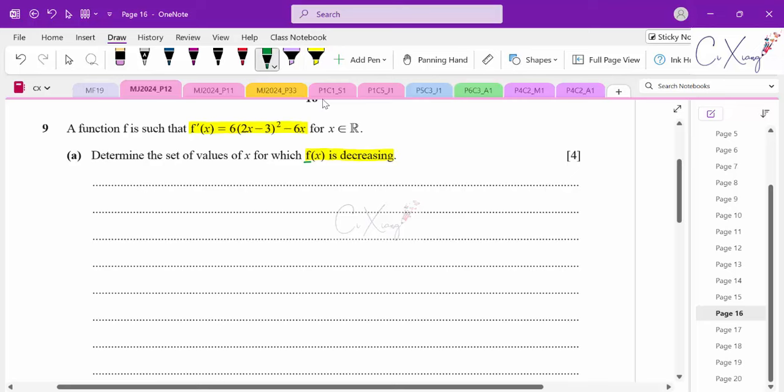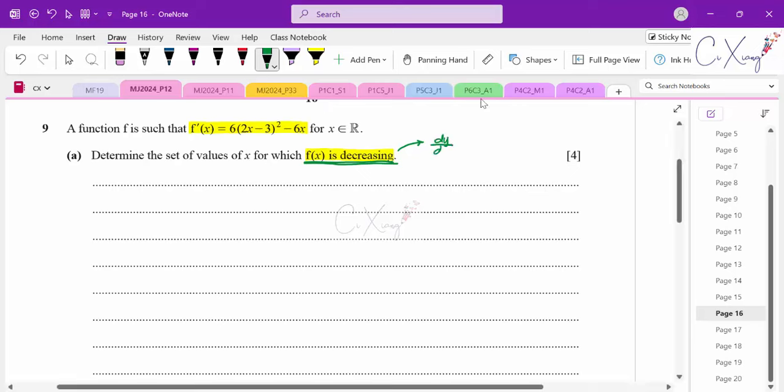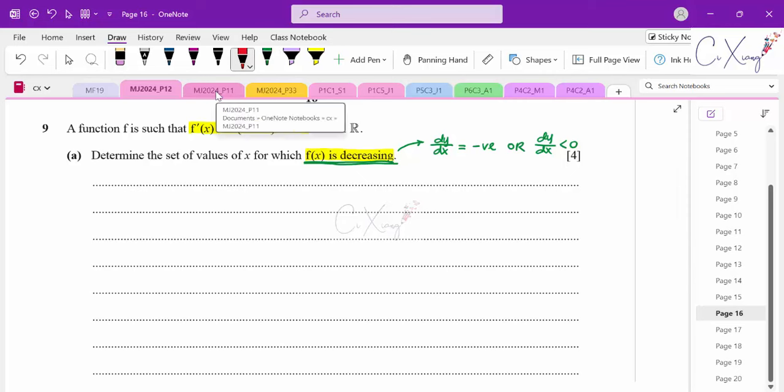When they are telling us about f decreasing, it means that the function f is getting smaller and smaller. When the graph is getting smaller and smaller or decreasing, basically you can see that all the tangent lines are also decreasing. So if you link a decreasing function with the gradient of the tangent, that means the gradient of the tangent should be negative. Or you can write dy dx smaller than 0 because it should be negative. We are going to use this concept to solve and get the set of values of x.